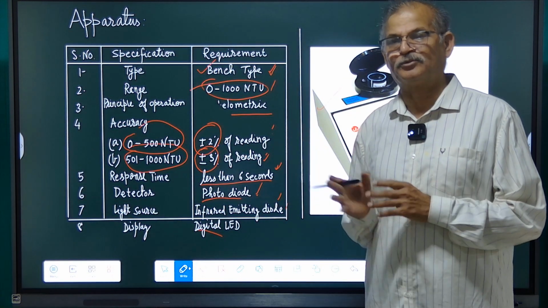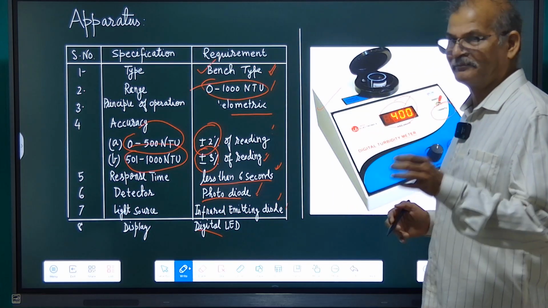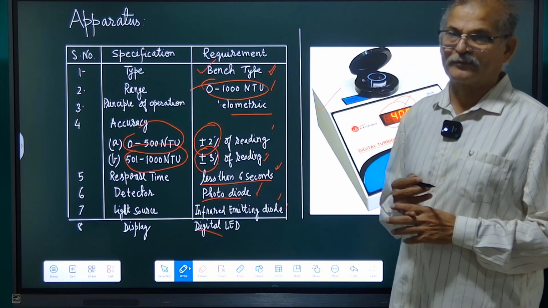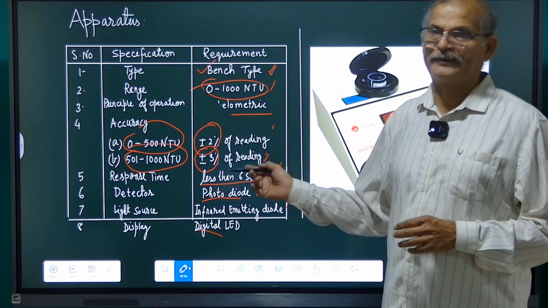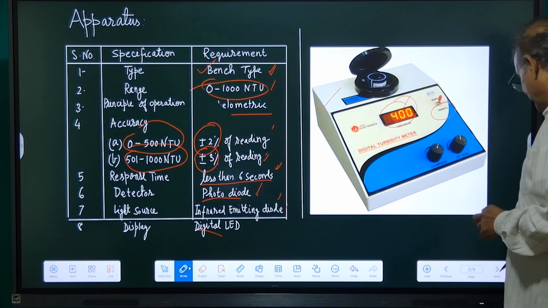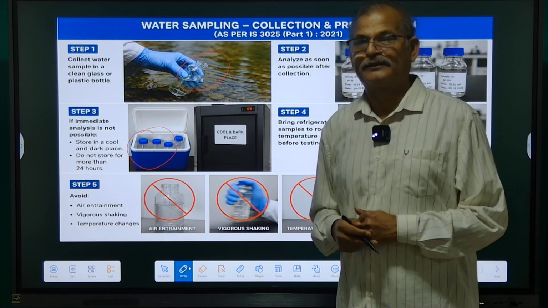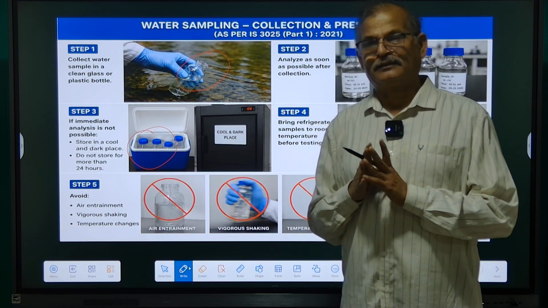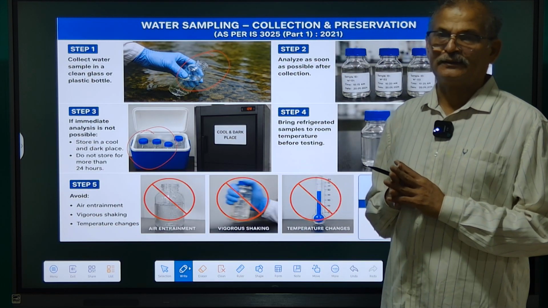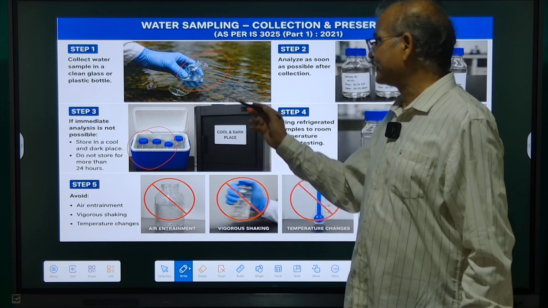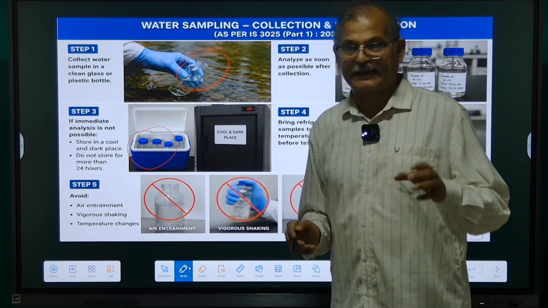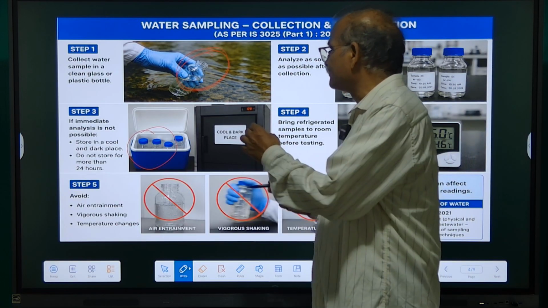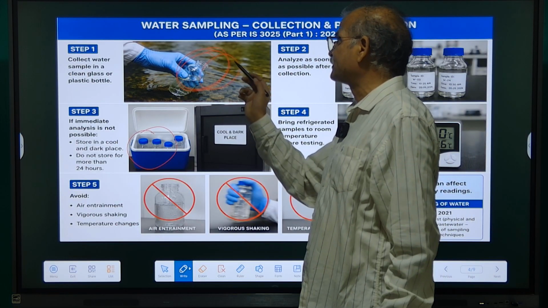This is the instrument to be used for measuring turbidity. There are many other types of instruments available, but for measuring in the laboratory, it is the IS 3025 nephelometric method of recording the turbidity. Then sampling is very important. If water is sampled properly, only then will it give the proper result. In IS 3025 Part 1, the sampling method is given. We should take the water as described in IS 3025, preferably from running water or from the middle of the source, so that the sampled water is a true representative.